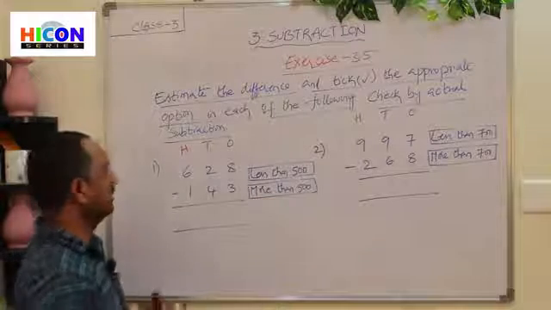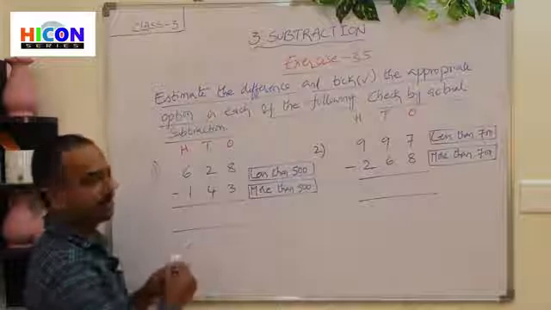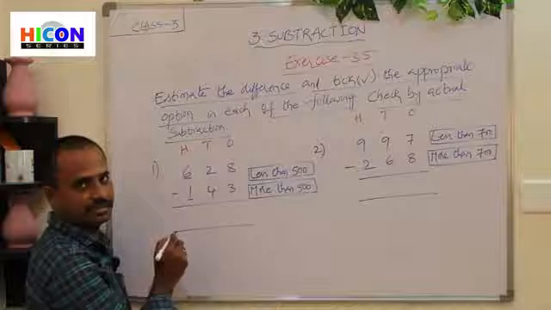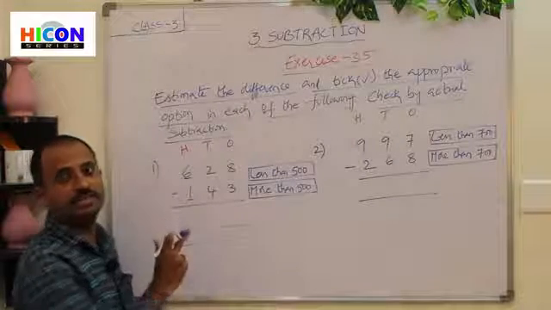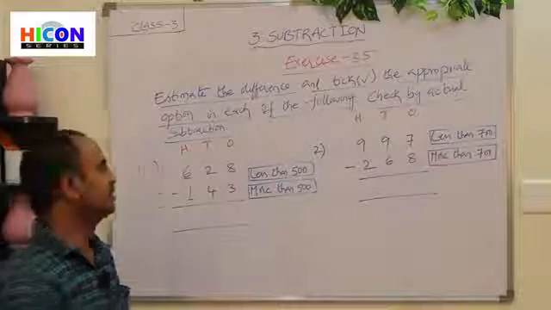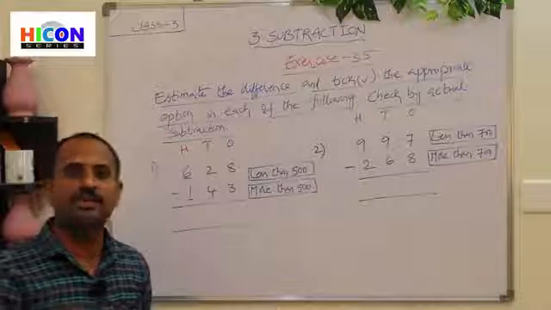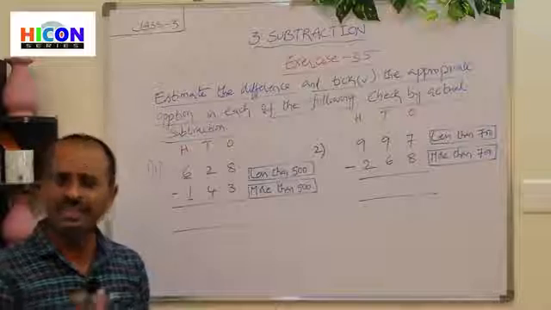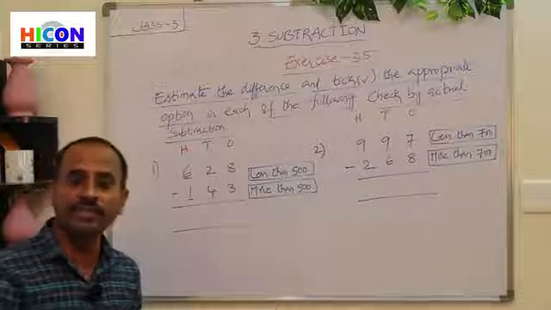So let us see in hundreds place, how many hundreds are there here? 6 hundreds are there, and here 1 hundred is there. So if we subtract 100 from 6 hundreds, how many hundreds will we get? 5 hundreds we will get. So, children, remember this point, the simple technique or simple trick we have to follow: we can easily estimate whether the difference is less than or greater than 500.